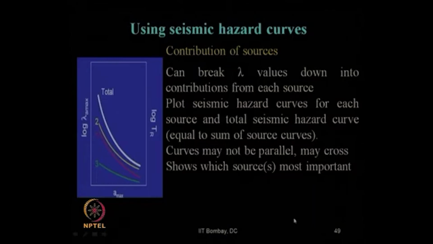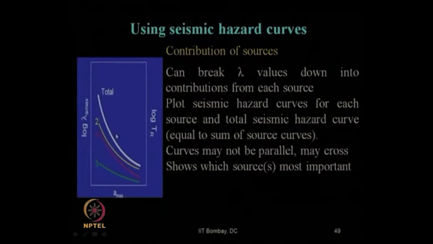Now, we were talking about contributions from various sources. When we talk about contributions from various sources, we have to use various seismic curves. So, we can break that lambda value down into the contributions for each source. That is, this is the combined or total curve which we have obtained considering combined probability, up to ns sources.